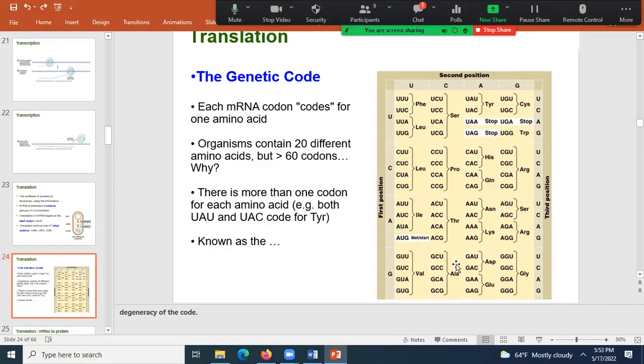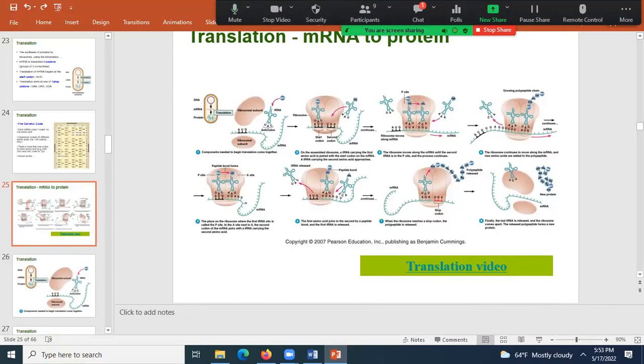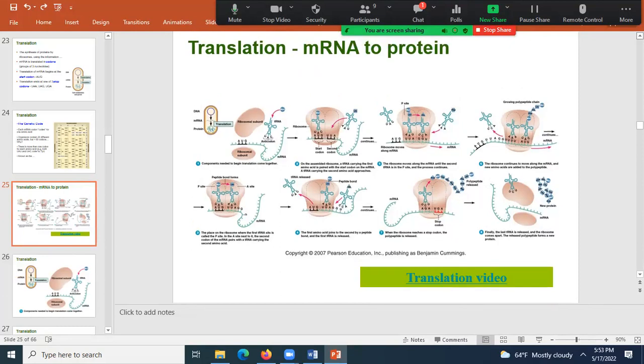So don't memorize this table. The only thing you might know is that AUG codes for methionine as well as the start codon. I think I will go to the next slide because this one's rather busy.